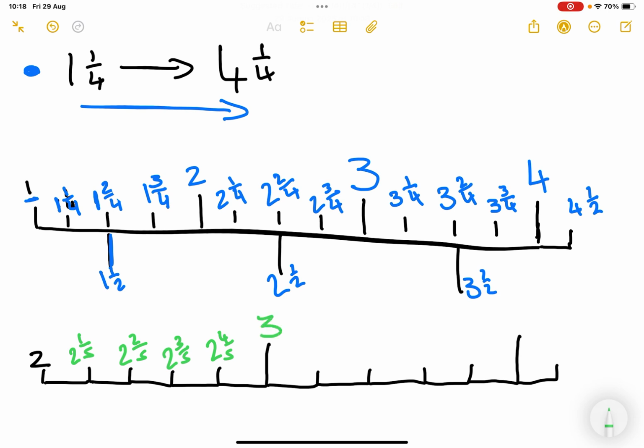Then we're counting in fifths, remember? So 3 1/5, 3 2/5, 3 3/5, 3 4/5, and 3 5/5. So that's actually 3 plus 1 whole number. So that's 4, then 4 1/5.